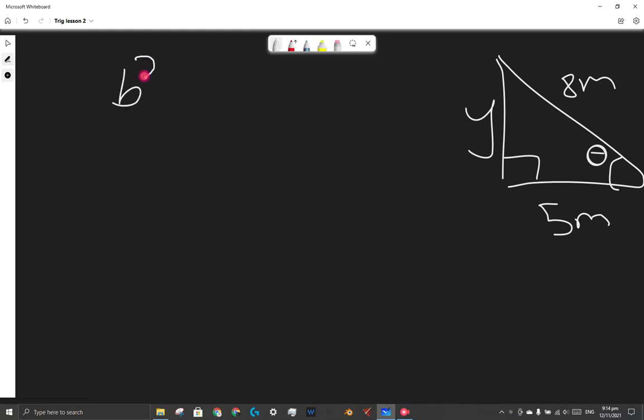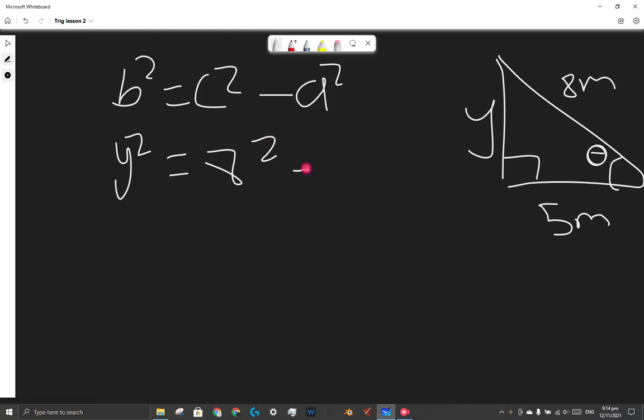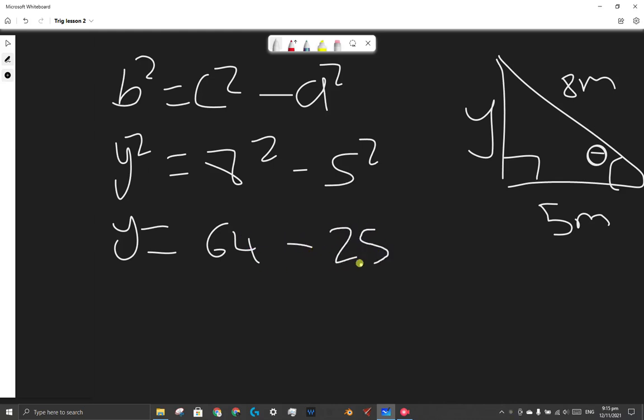we'll solve it together. So basically, rearranging the theorem where we are solving for b squared, we're just going to write b squared equals c squared minus a squared. So b squared equals c squared minus a squared, and then we're going to do b squared. Well, I should actually redo that for y. Y squared equals 8 squared minus 5 squared. Y squared equals 64 minus 25.